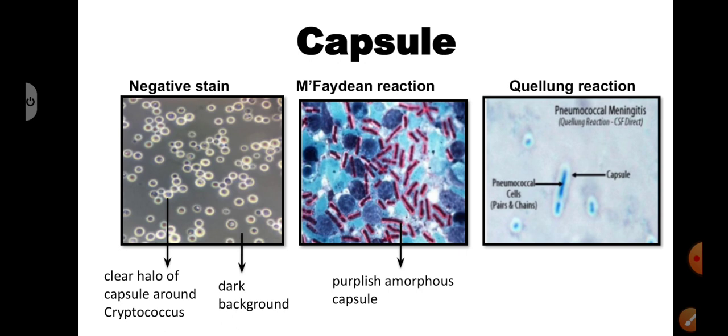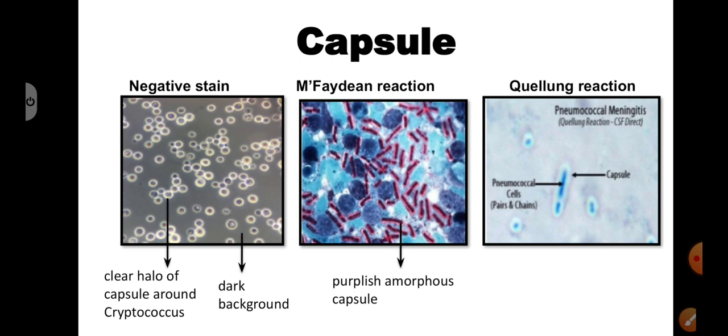So this is a negative stain. We've already seen that you can appreciate the capsule, which stands out as a clear halo around the Cryptococcus, with a dark background. Macfadyen reaction is used to demonstrate the Bacillus anthracis capsule. For those who are interested, in this Macfadyen reaction you make a blood smear of the patient suffering from anthrax, and you stain this with polychrome methylene blue. When you look under the microscope, the capsule around the anthrax bacillus appears as a purple amorphous material.